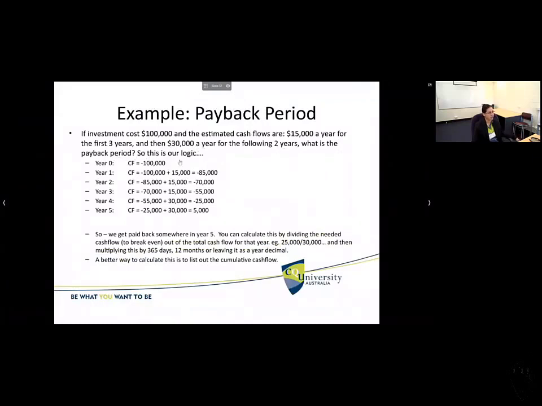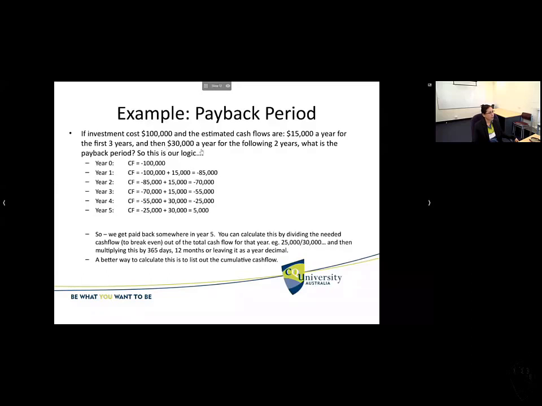So this is the logic that you have to work through. Year 0, which is right now, we have negative $100,000 cash flow, CF standing for cash flow. So right now we are putting in, negative cash flow out, $100,000. At the end of year 1, we get $15,000. At the end of year 2, we get $15,000. At the end of year 3, we get $15,000. So you can see the $15,000 return coming in.